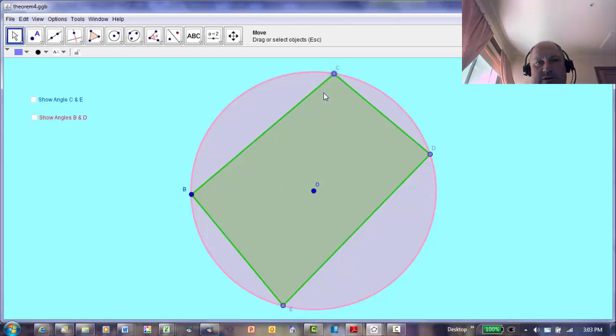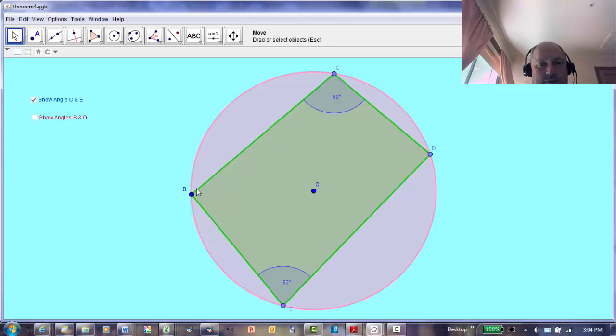Okay, what do we find? The interesting property about cyclic quadrilaterals is this. If I show you angles C and E, you'll see C here is 98 degrees and E down here is 82 degrees. If you add those two angles together, they add up to 180 degrees. That is, they are supplementary.